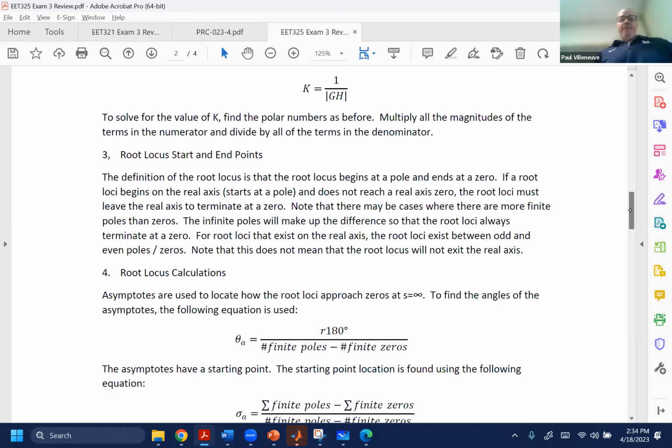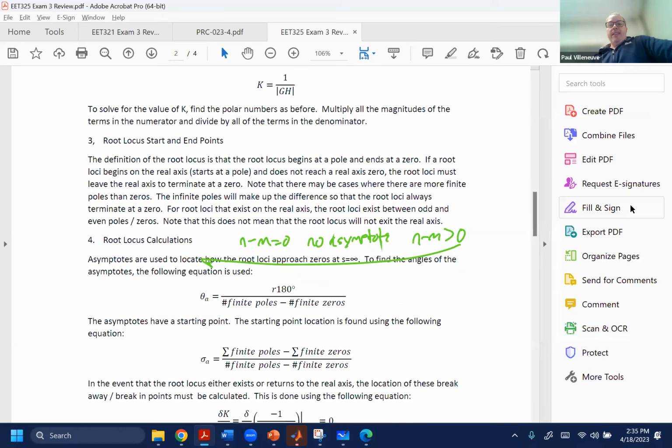So n minus m equals 0, no asymptotes. N minus m greater than 0, calculate your asymptotes. So you calculate your asymptotes, then you calculate your centroids or where the asymptotes begin, and you draw those on your diagram.